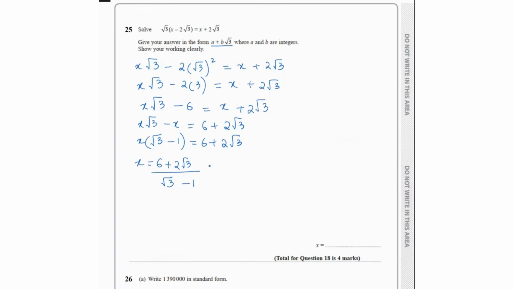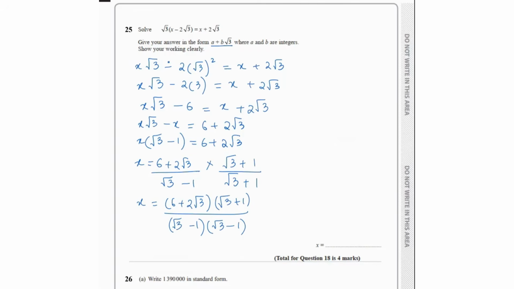So to rationalize a surd, we multiply and divide the fraction by the conjugate. So it's the same as the denominator, but with the opposite sign in the middle. So root 3 minus 1 becomes root 3 plus 1. Then we're going to multiply the numerator with the numerator and denominator with the denominator. The main point behind rationalizing the surd is that you're trying to get rid of the surd from the denominator. That's what we're trying to do.